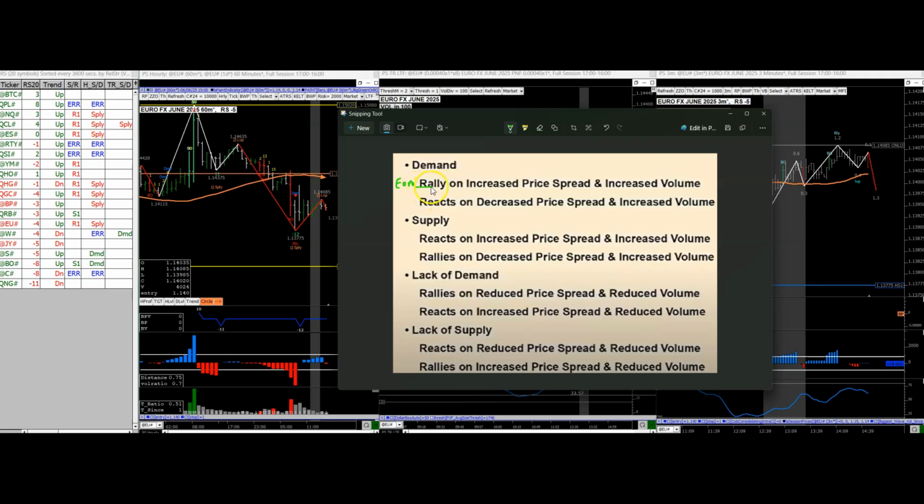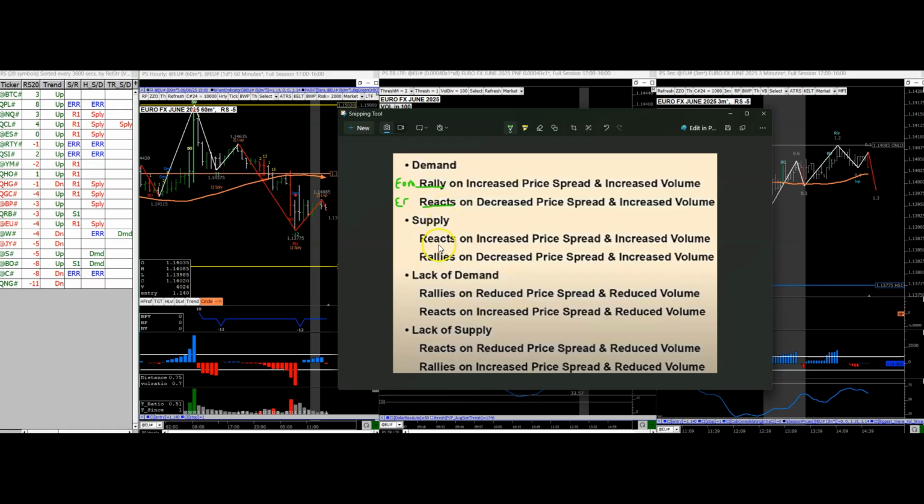And demand is also on the pullback. Right? This is on the way up because it's a rally, demand on the rally. But what about demand on the pullback? So how you know this is it reacts on decreased spread and increased volume. So this is also very easy. It's effort reward. Effort reward is basically a pullback on a lot of volume. All right, so it pulls back. There's a lot of volume, but there's not a lot of price movement, which is an indication of effort reward.